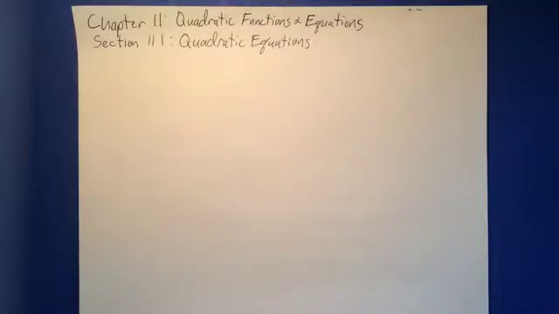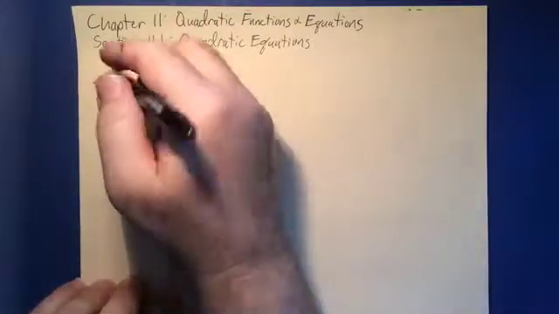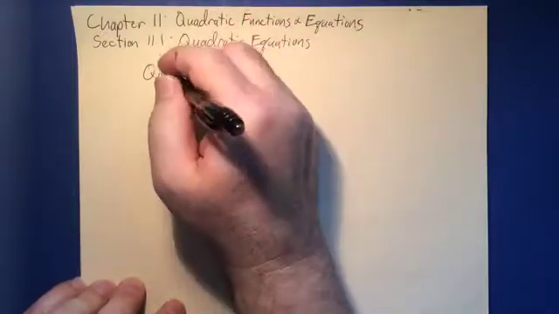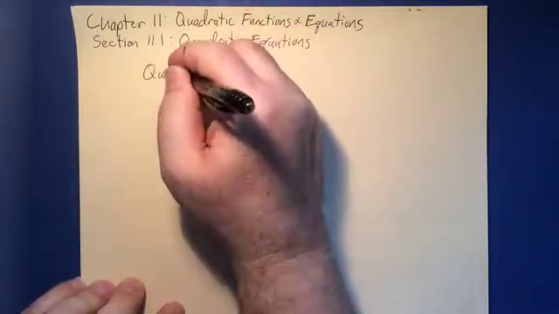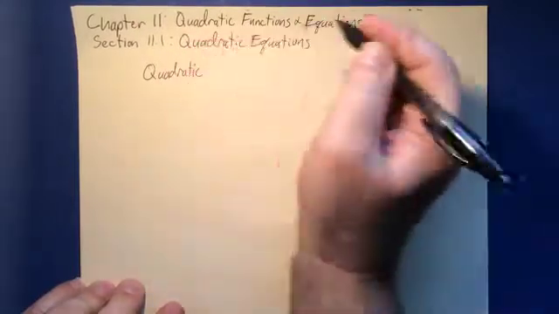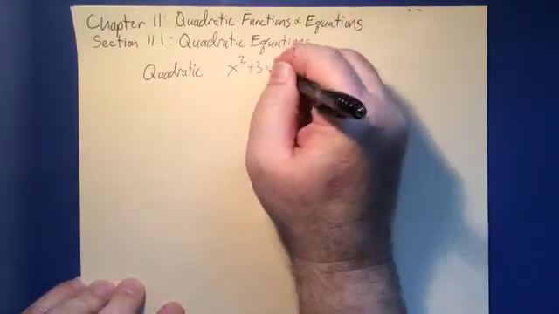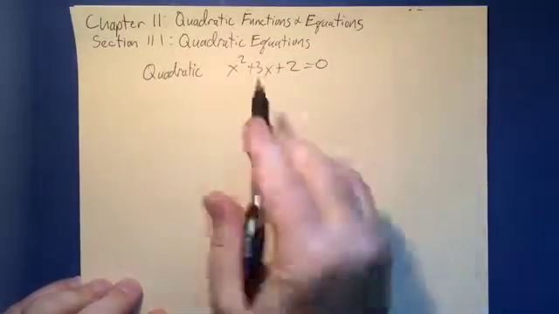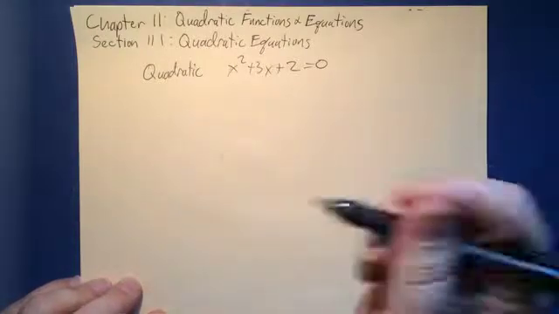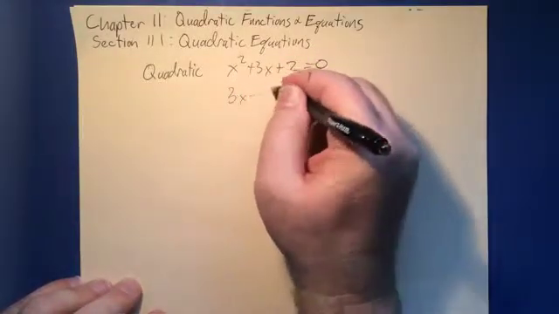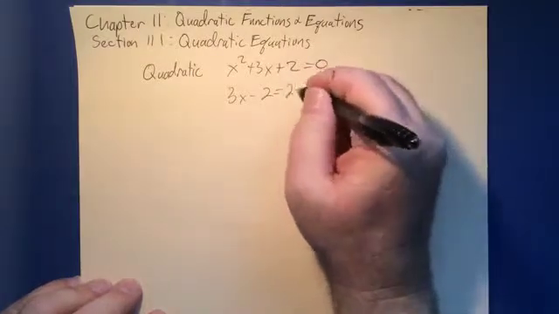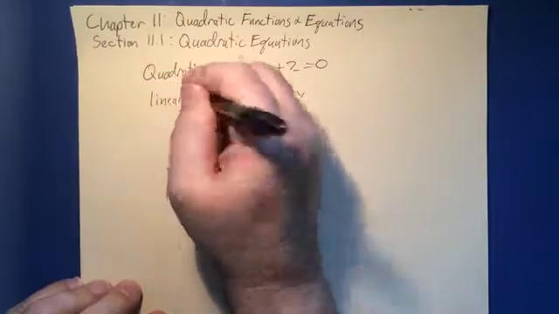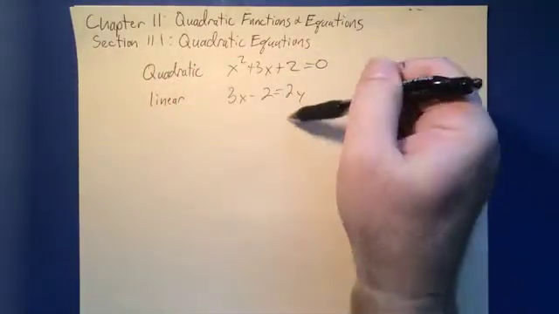So what makes an equation quadratic is when you have a term in it that's raised to the second exponent. We have a variable that's going to be raised to the second exponent. So if you have something like x squared plus 3x plus 2, and let's go ahead and set that equal to 0 to make that a quadratic equation, it's the x squared term that makes it quadratic. If you have something like 3x minus 2 equals 2y, this is something that's going to be simply linear. So these are different to each other.